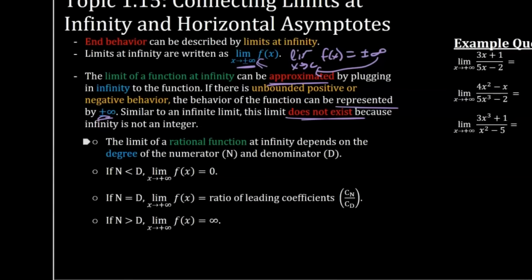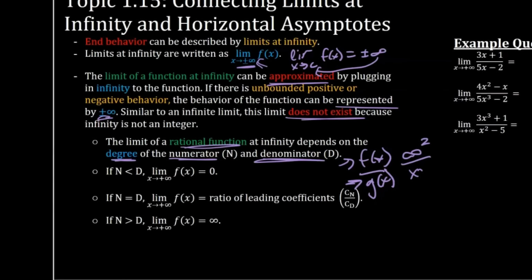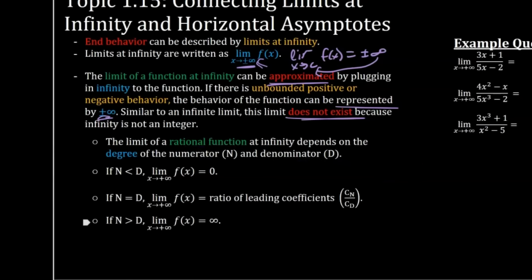There's a special thing here. If we have a limit of a rational function, it's going to depend on the degree of the numerator and the denominator. Again, a rational function, we have f of x over g of x. If the degree of the numerator is less than the degree of the denominator, it's going to be 0. Let's say we have infinity squared over infinity cubed. Obviously this is going to shrink to 0. We're going to skip the middle one, but if we had infinity cubed over infinity squared, that would grow, obviously, towards infinity.